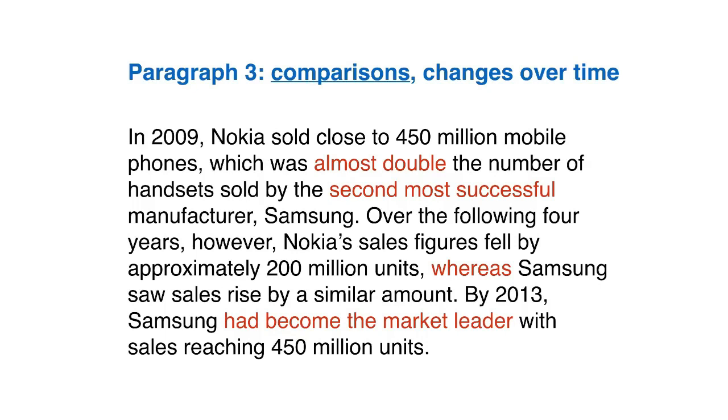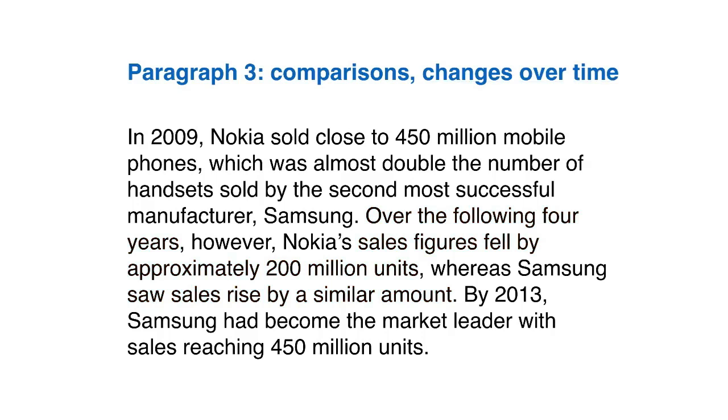And we're also, as I said, describing changes over time. So we've got language like over the following 4 years, sales figures fell by approximately 200 million units, saw sales rise by a similar amount. We're describing the changes over the 3 different years. So that's paragraph 3 finished, and now let's move on to paragraph 4.